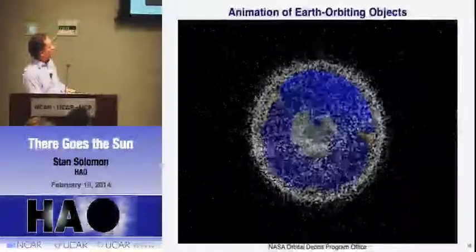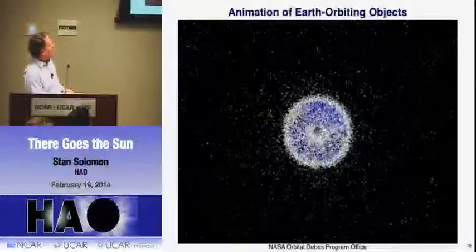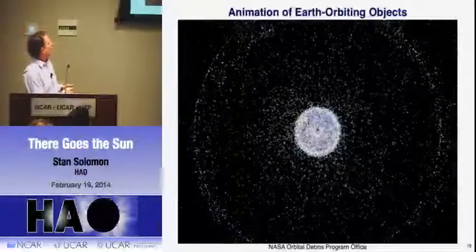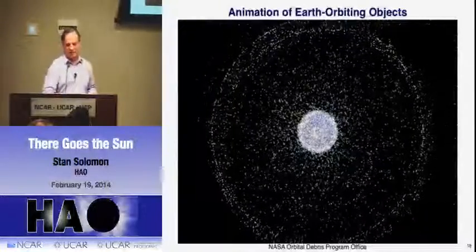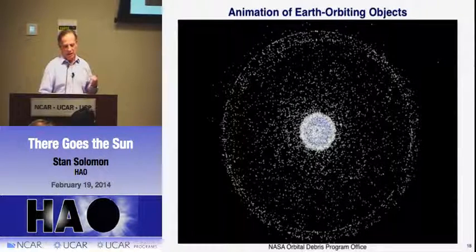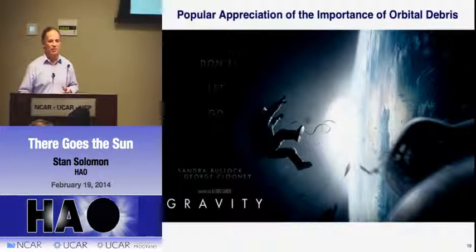Here's a polar orbiting population, sun synchronous, and then the animation zooms back so you can see again that geostationary ring. It's fascinating stuff, but not just to space junkies anymore. There's a significant popular appreciation for the importance of space junk.